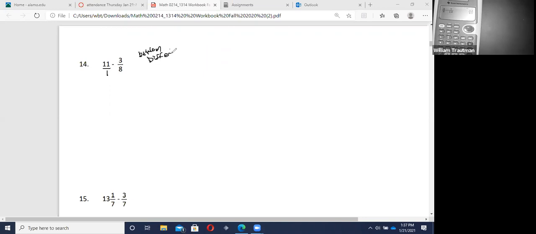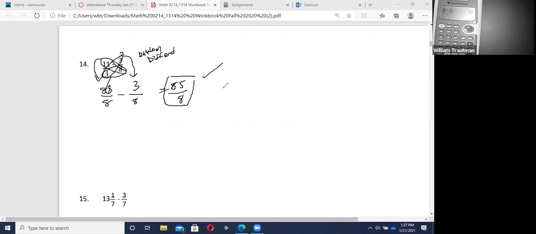Yes. So, and remember, when we have different bottoms, we always create 2 new fractions, multiply the bottoms. 1 times 8 is 8. Then multiply these two. 11 times 8 is 88. Multiply these two. 1 times 3 is 3. And subtract. 88 minus 3 is 85. Don't change the bottom. There we go. This is the answer. You can change it to a mixed number if you want.